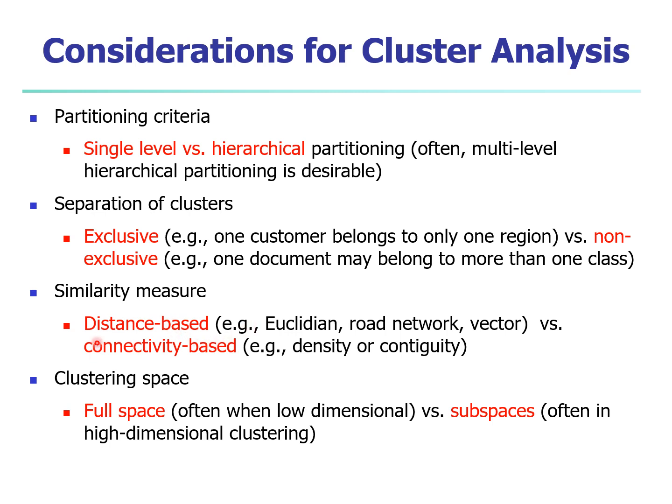The similarity measure used can be distance based or connectivity based. Distance based, we already studied the Euclidean distance. There are others such as road network or vector. And we have the connectivity based, such as density or contiguity. Clustering space also: we can have a full space of clustering, or we have subspaces. Usually the full space is low dimensional, with very few attributes, and subspaces will have high dimensional clustering.